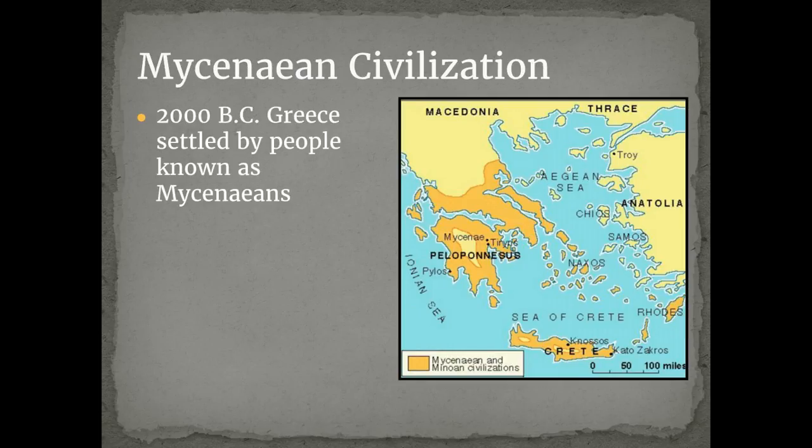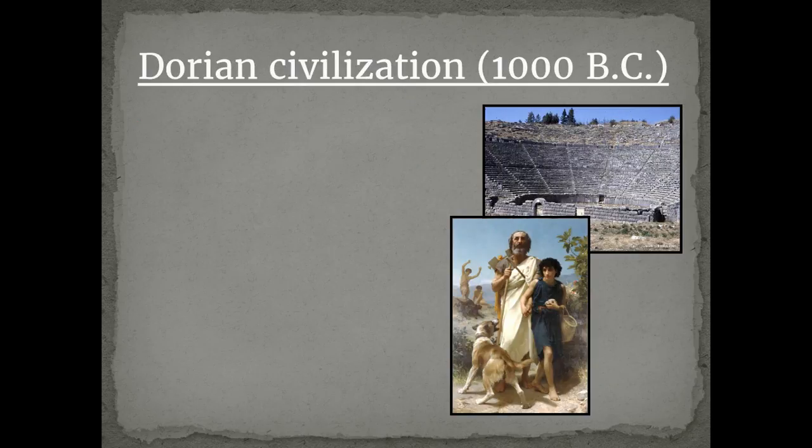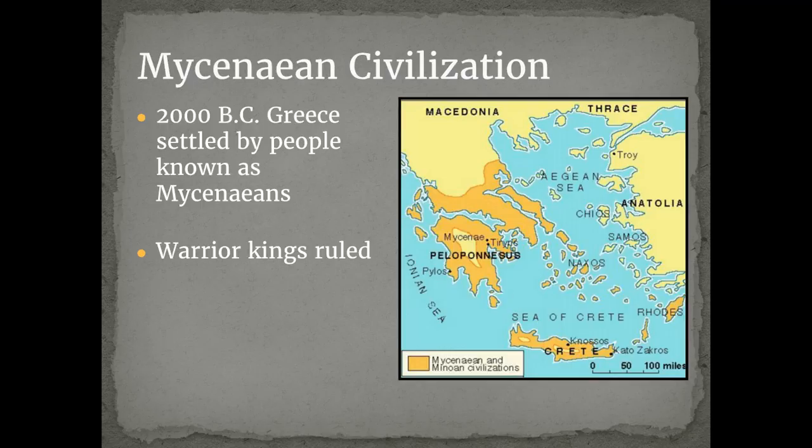When we talk about the earliest Greek civilization, it is called the Mycenaeans. Around 2000 BCE, we think these Mycenaeans settled in this region of Greece. At this time, we know warrior kings ruled. It's also at this time that we believe the legendary Trojan War occurred as well.